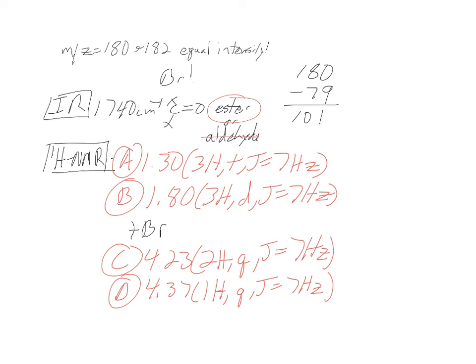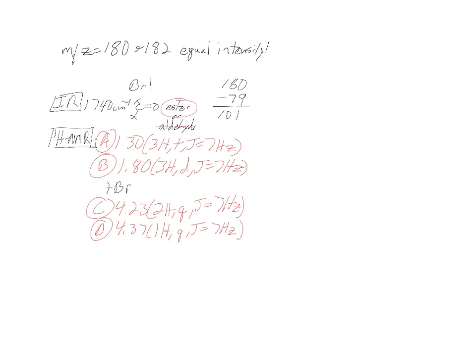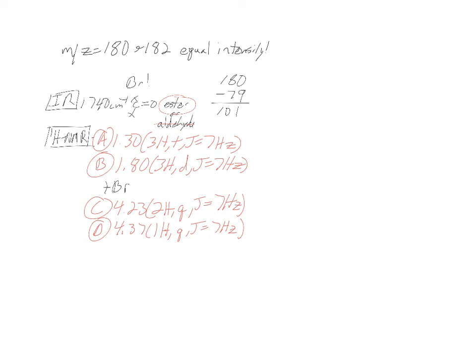So A is 1.30. A is 3 H's, so that's probably a CH3. How many nearest neighbors does A have? Two. A has 2 nearest neighbors. So at this point, you have HA, and we said HA is a triplet, so it has to have how many nearest neighbors? 2. So which one is it going to be?